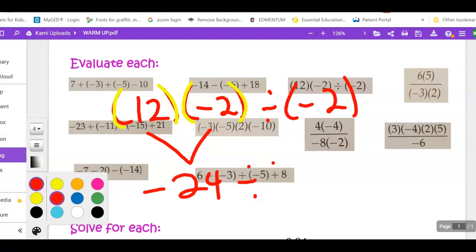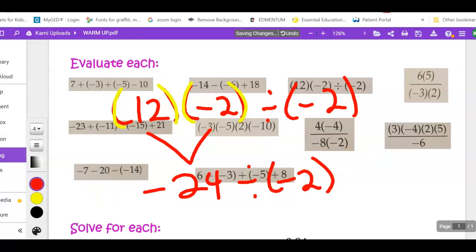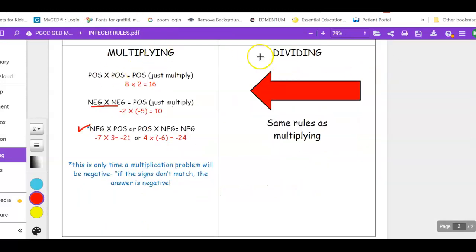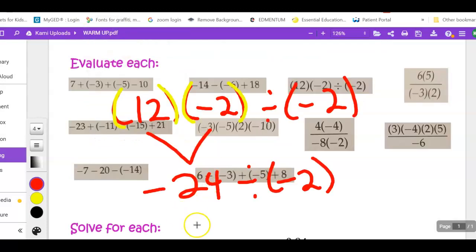Let's bring down the rest. So now I have negative 24 divided by negative 2. Again, those rules, multiplication and division, are the same. So I could say positive divided by a positive, my answer is going to be positive. Negative divided by a negative, my answer is positive. Only when I'm mixing them, negative divided by a positive or positive divided by a negative, will my answer be negative. And that's what I have here is actually negative divided by a negative, right?